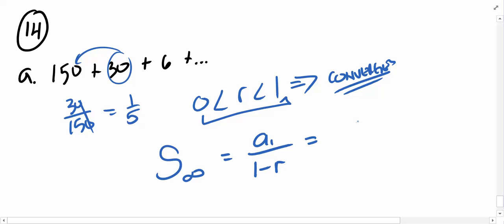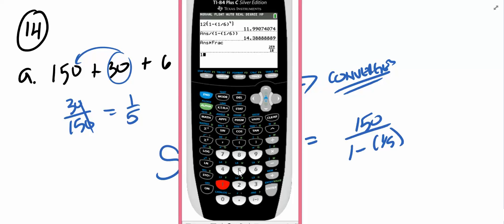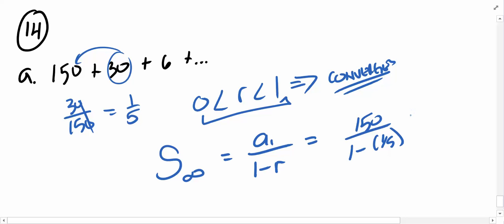Well, that's going to give me the very first term, 150, all over 1 minus the ratio, which is 1/5. So you can just plug that into your calculator if you want to. You take 150 and divide that by the quantity of 1 minus, parentheses, 1 divided by 5, and close the parentheses. You get an answer of 187.5, or if you want to convert that to a fraction, you get 375 over 2.